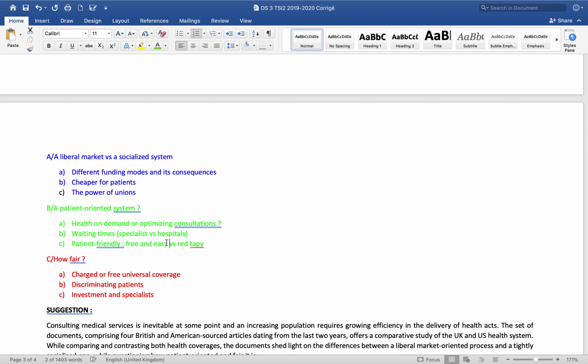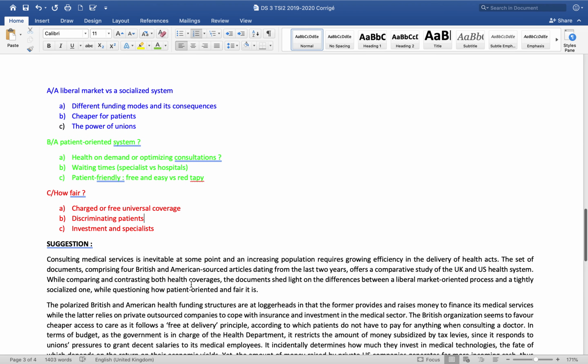free and easy, because in the US, for example, it is very patient friendly, where the doctor calls you to remind you that you've got an appointment. Then they take charge, your insurance companies. Whereas in the UK, you have a lot of red tape. And when we say red tape, it means that you have a lot of administrative papers to fill in. Okay, so it's very red tapey. I made an adjective out of this. Okay, it's very inconvenient. So how patient-friendly are the two systems? You will compare, once again, the UK system here and the US system here.